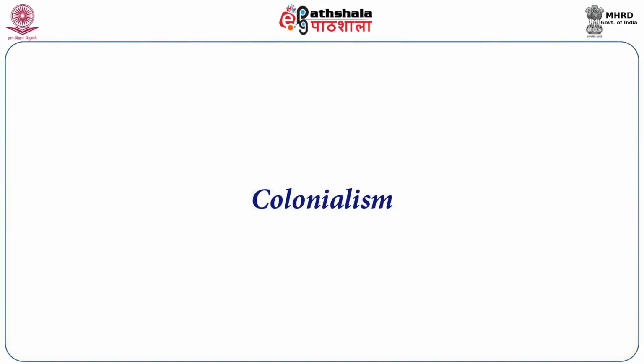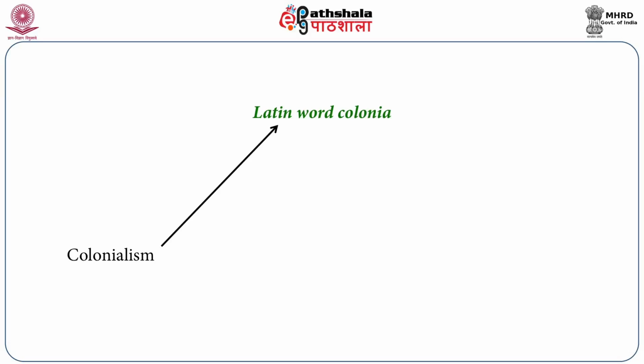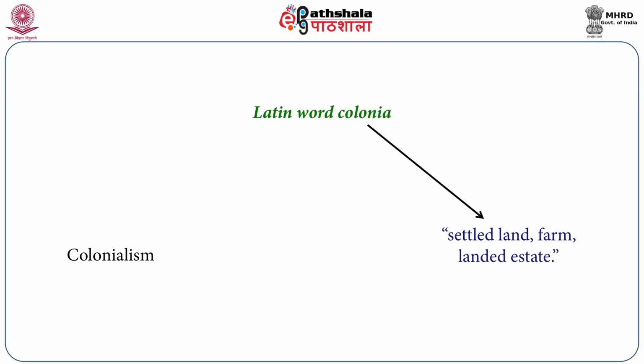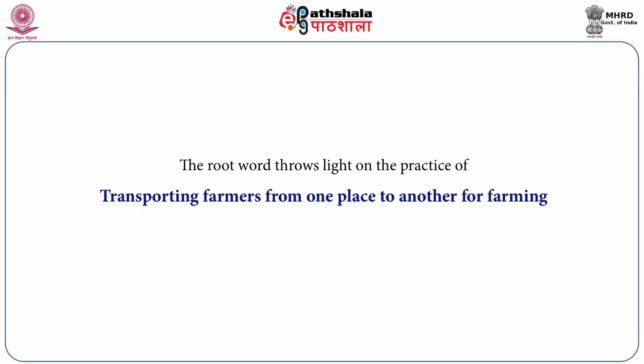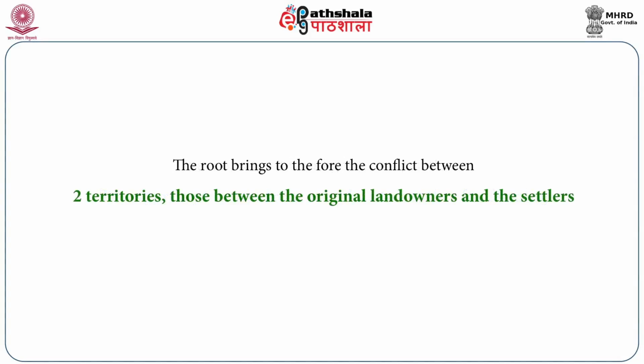For example, the term colonialism. It must be understood in connection with imperialism. Colonization as a word is derived from the Latin word colonia, which means settled land, farm, landed estate. The root word throws light on the practice of transporting farmers from one place to another for farming, for cultivation purposes. So that is the root word. It actually brings to the fore the conflict between territories, those between the original landowners and the settlers.